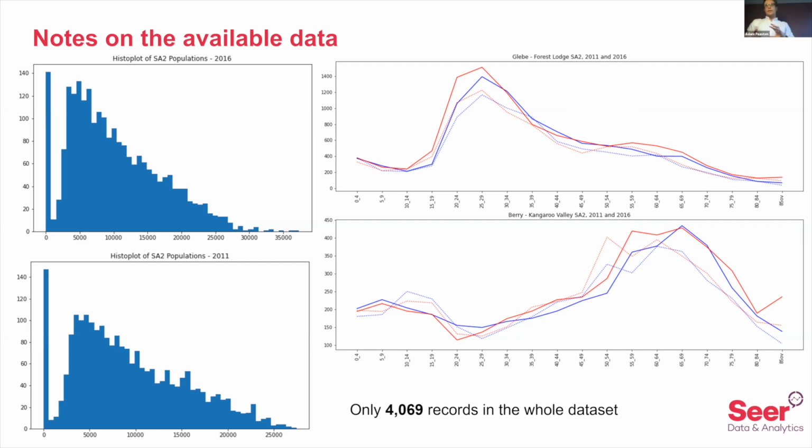And you can see just based on that dotted to solid line transition, there's a little bit of signal there indicating that in the case of Glebe Forest Lodge, we're getting a little bit of an uplift in that 25 to 29 year age bracket, a growth in that area. Whereas in the Berry Kangaroo Valley, we tend to see that older age bracket is marching forward in time and tending to age in place. So there's a couple of different factors you can pick out that a human will just identify reading this information. And at the bottom there, just a note that there's about 4,000 records available in the whole data set where we're able to take historic census data and build up our data set.